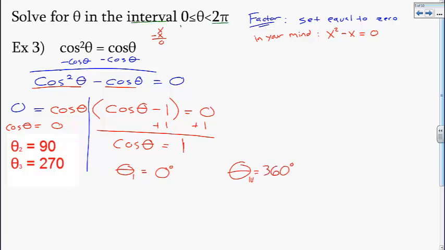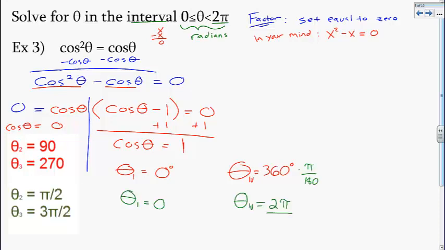Once again, we are not done. Because the interval is in radians, I must convert my angles to radians as shown using the conversion factor. What I notice is that 2 pi is not included because the interval is less than 2 pi, so we reject that value. Your answer should now consist of the remaining 3 angles.